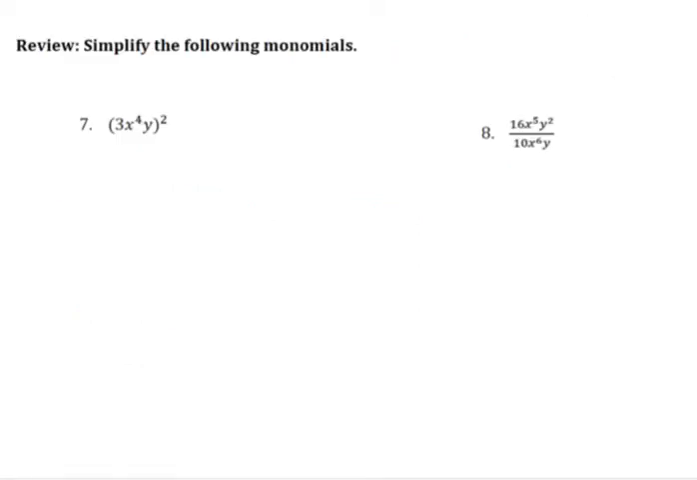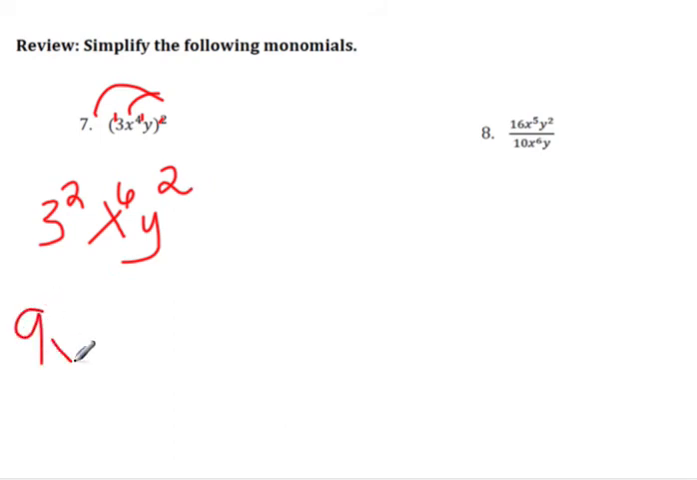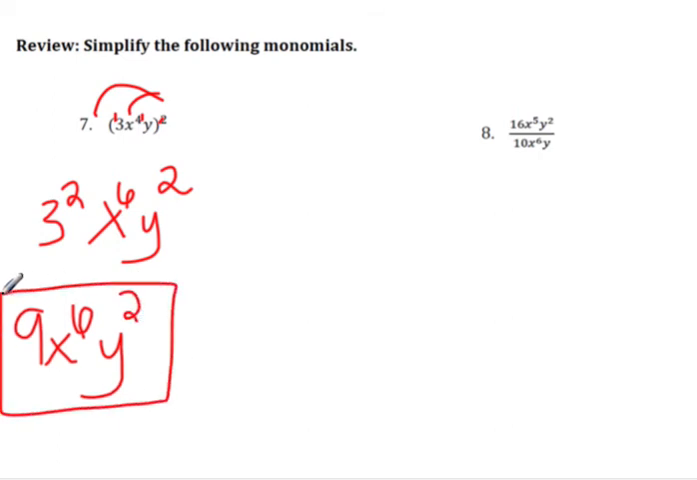Taking a look at number 7, remember rules of exponents. Whenever you take a power of a power, you need to distribute and multiply. Remember that coefficients also have a power of 1. So 3 to the 1 times 2 is 2. X to the 4 times 2 is 6. And y to the 1 times 2 is 2. Now the last thing I need to do is square 3. Remember that 3 squared is not the same as 3 times 2. 3 squared is actually 3 times 3, which is 9. And then I get x to the 6th and y squared. So that's my final answer for number 7.